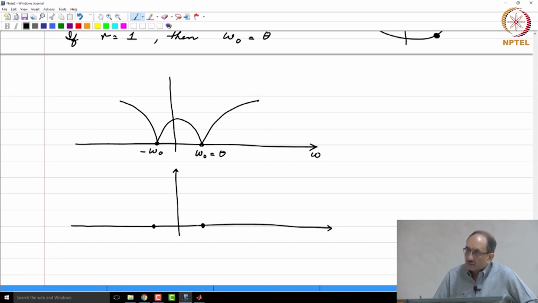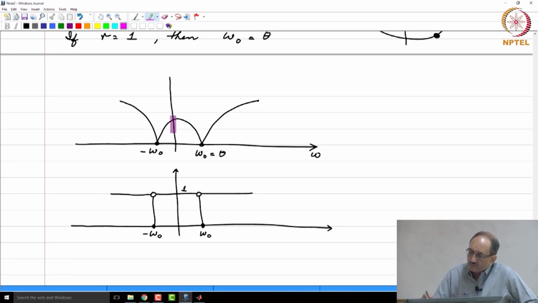but for any other frequency the ideal notch filter response has to be 1. So it notches out omega naught, but for every other frequency the response will be 1. This is how the ideal notch filter's response is. It goes to 0 at plus and minus omega naught, and the response immediately comes back to 1 for every other frequency.